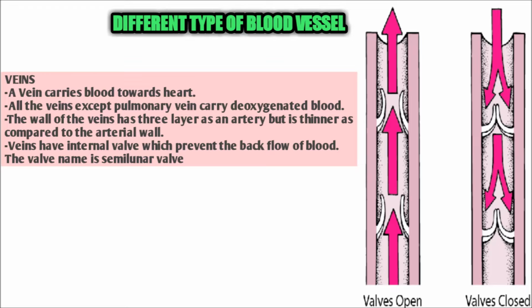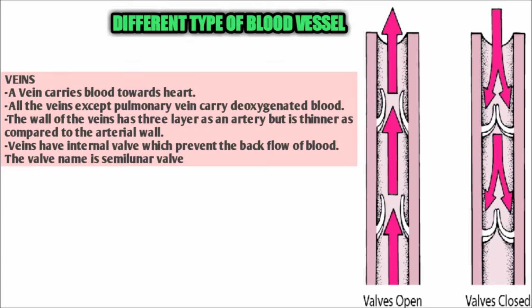The walls of the veins also have three layers, the same as the arteries. I will repeat the layer names: the outermost layer is the tunica adventitia or tunica externa, the middle layer is the tunica media, and the internal layer is the tunica interna. These three layers are also present in the vein, but the difference is that the vein walls are comparatively thinner than the artery walls.